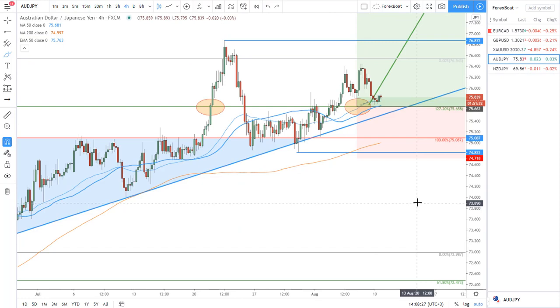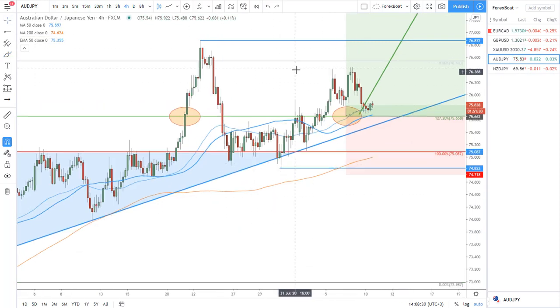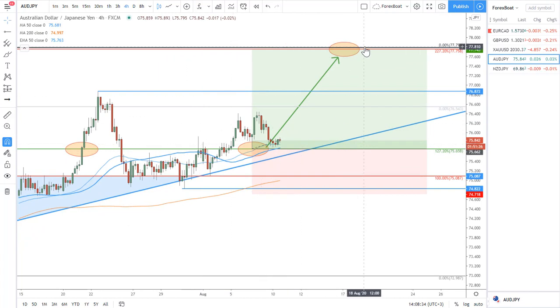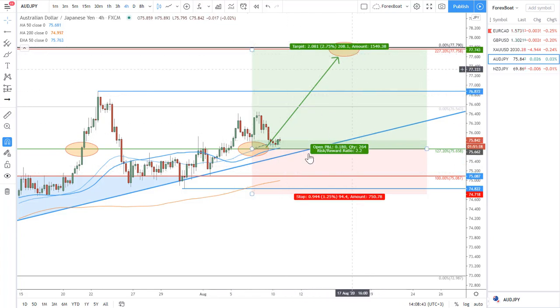Australian Japanese yen idea is valid, so we do expect continuation of the upside move. I do like the setup on Australian Japanese yen. Overall, Australian still continues to look very strong against multiple other fiat currencies, so here we do have this potential for the upside move.